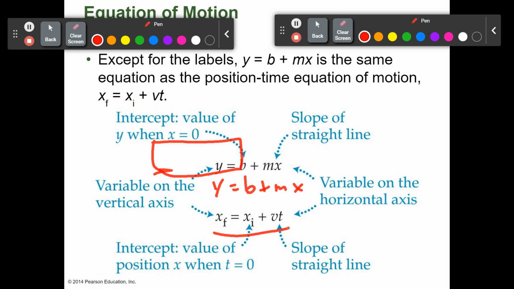I would write both of these equations down and list out what each of those parts represents, so you can see they're essentially the same equation. And there will be lots of equations in physics that are just derivatives of the straight line equation, depending on what we're graphing.